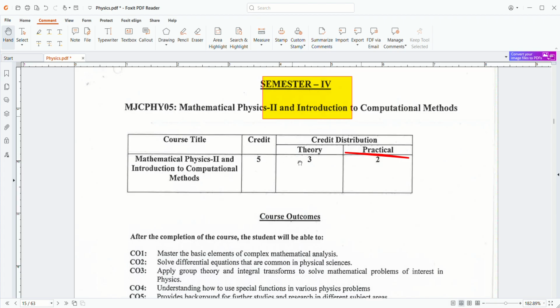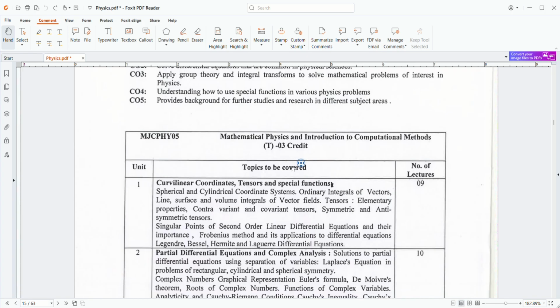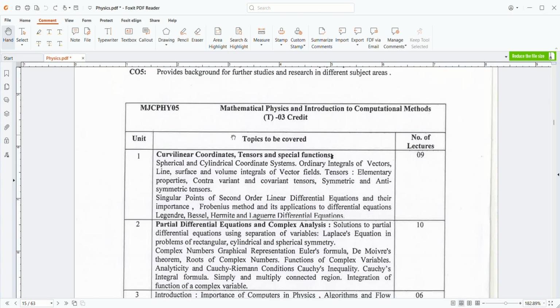Credit paper 5, theory 3 and practicals 2. So come to the syllabus: mathematical physics and introduction to computational methods. First unit: curvilinear coordinates, tensor and special functions.